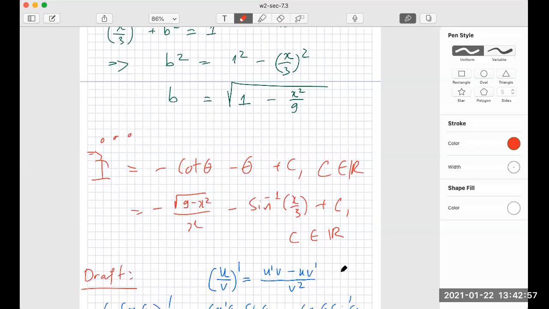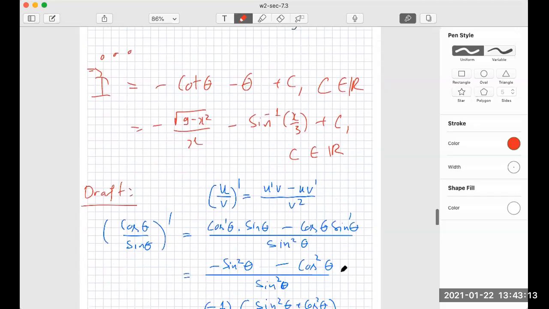Is it clear? Do you have any question? Very good. Now we know the trick, right? We know how to deal with this function. Let us try another example.